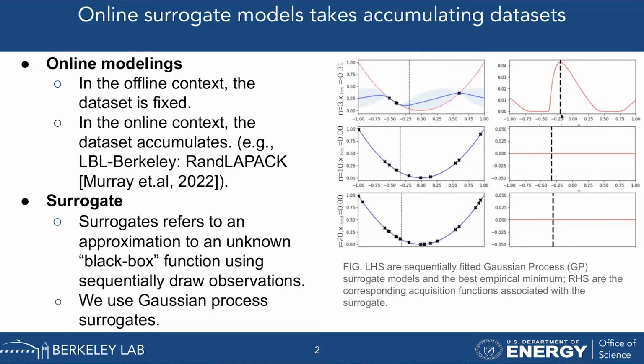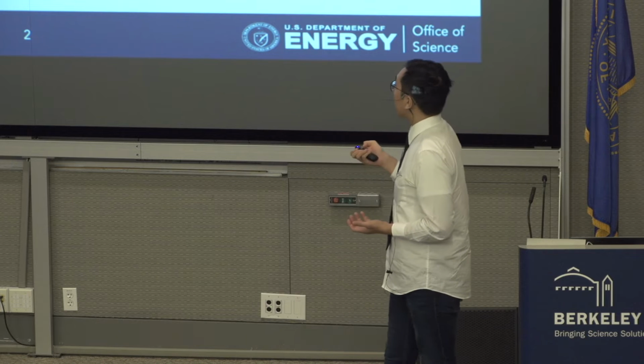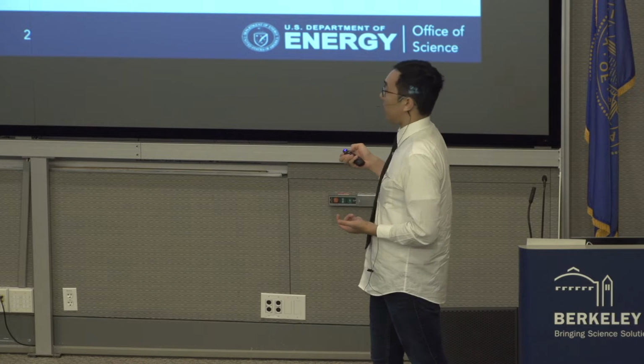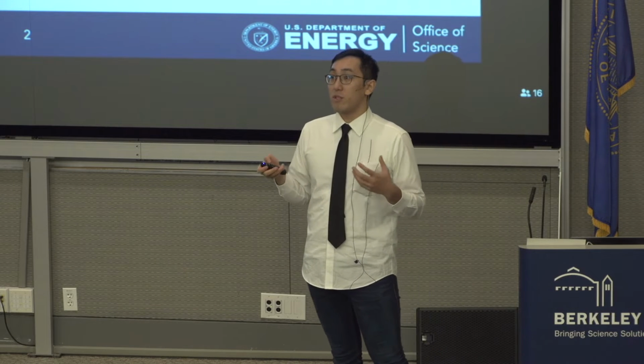And then after several iterations, you can see here, since our underlying function is very simple, it's just quadratic, after 10 iterations we already reached the actual minimum. And the acquisition function associated with the current surrogate is actually a flat line, which means there is no room to improve.